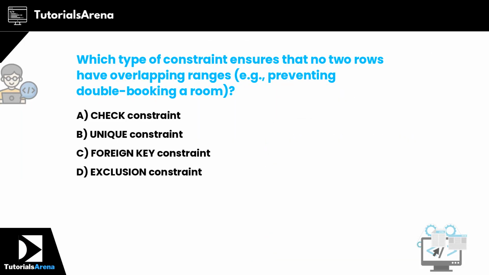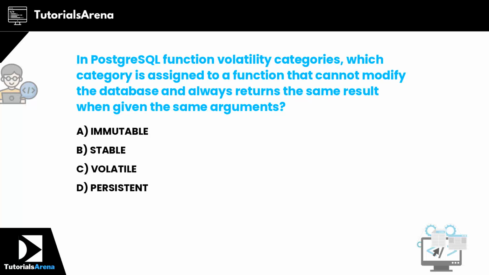Which type of constraint ensures that no two rows have overlapping ranges, e.g., preventing double booking a room? The correct answer is option D, exclusion constraint. In PostgreSQL function volatility categories, which category is assigned to a function that cannot modify the database and always returns the same result when given the same arguments? The correct answer is option A, immutable.